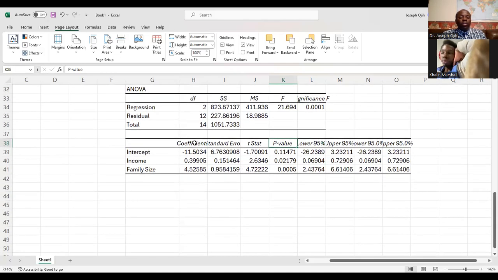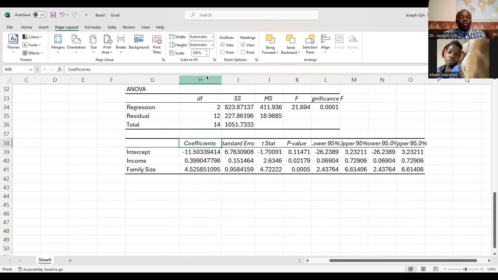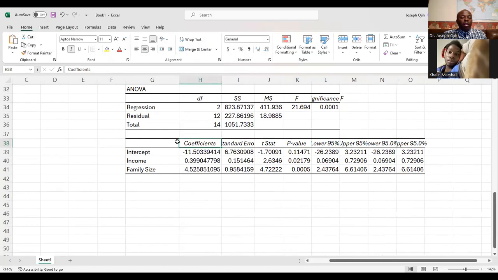So this is our result. This is what we need here, the coefficients. The coefficient is where you get your B0. This one is the intercept. This one is the income. This is family size. And these are the coefficients that represent them.